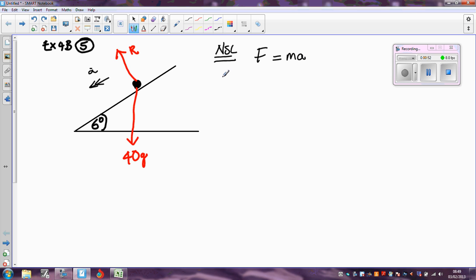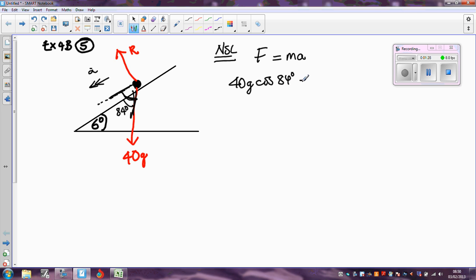Now, the only force which is making her go down the slope is the component of her weight, which is acting in this direction. Now, the angle between those two is going to be this angle here, which is obviously going to be 84 degrees. So the resultant force which is acting down the slope is going to be 40g, so the size of the force, multiplied by the cosine of the angle between, so in other words, the cosine of the angle between the actual force and the direction in which we're resolving, if you like. And that's going to be 40g cos 84 degrees.